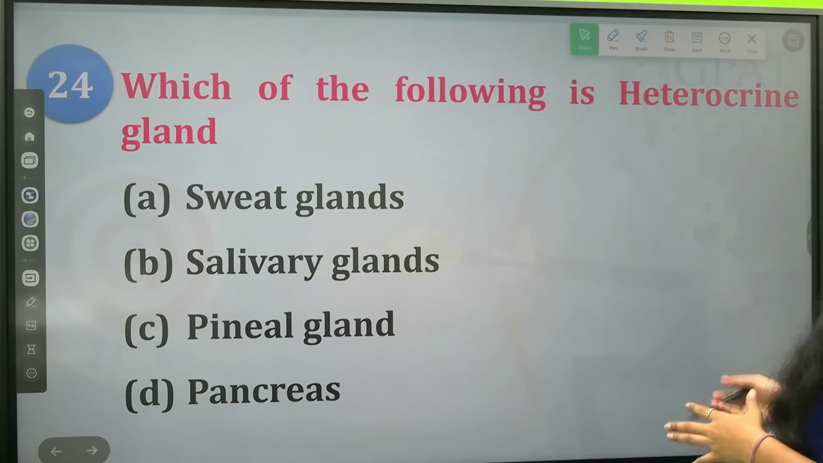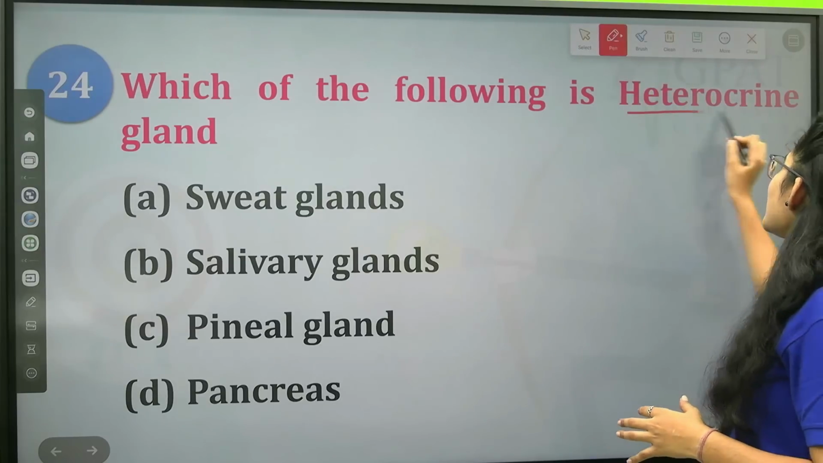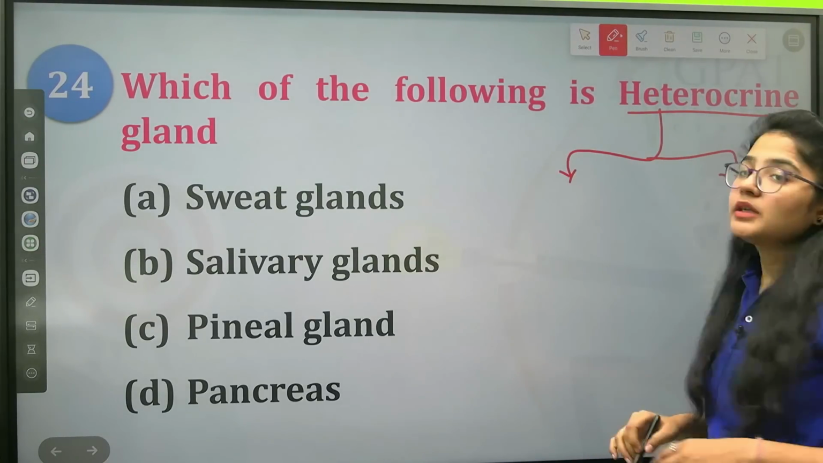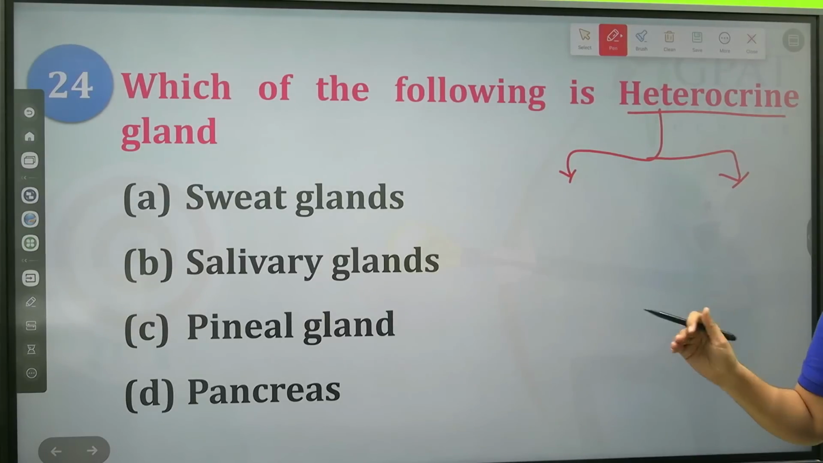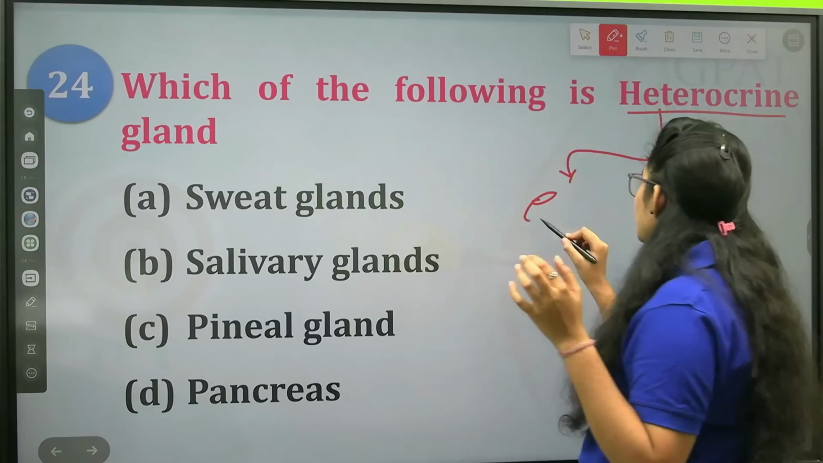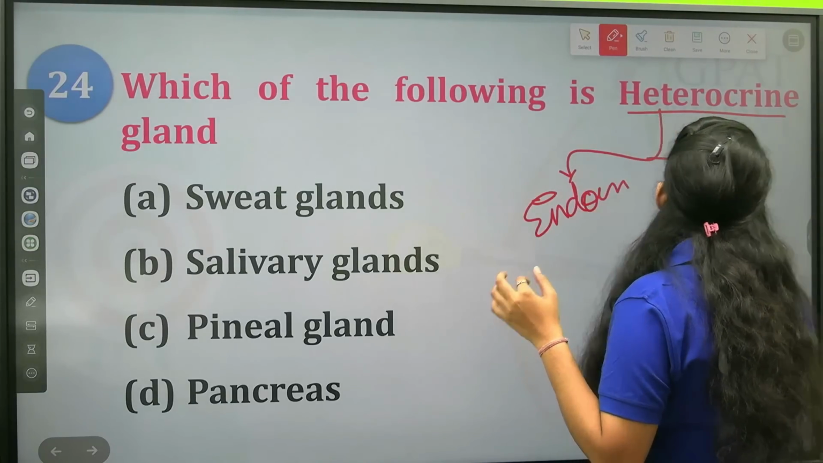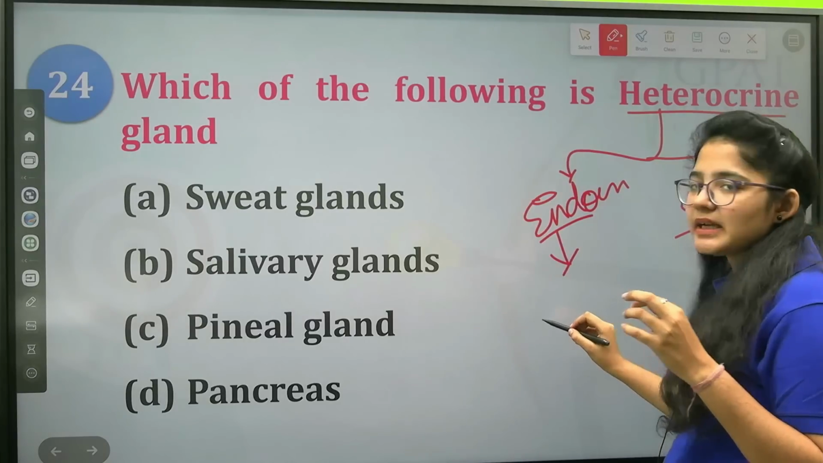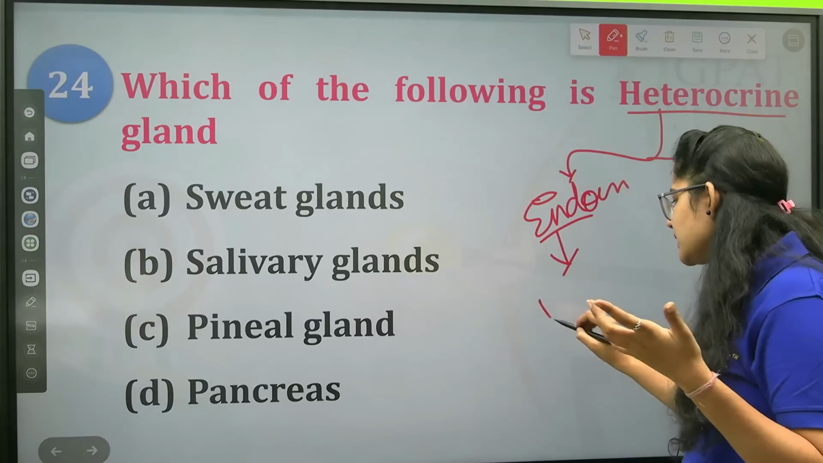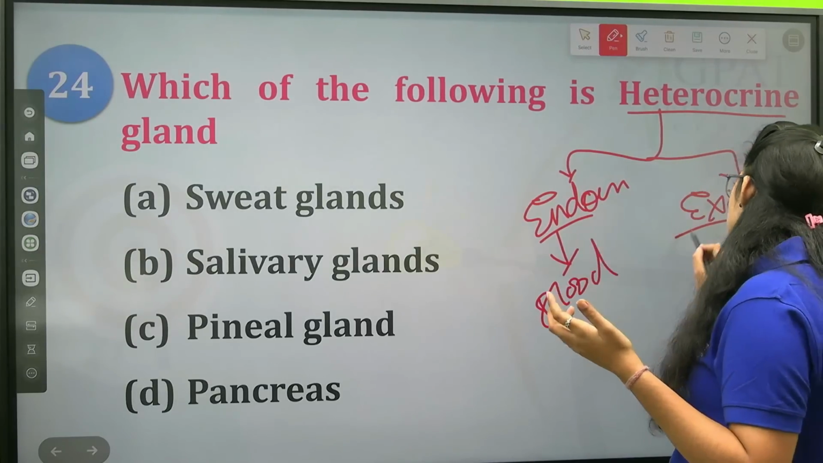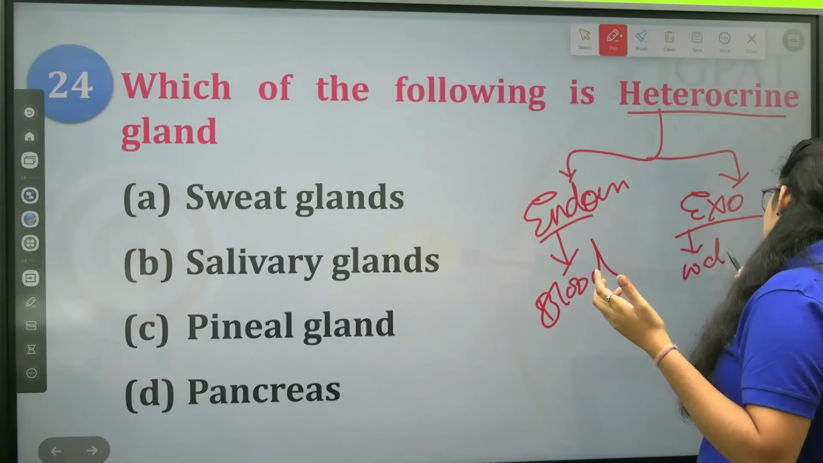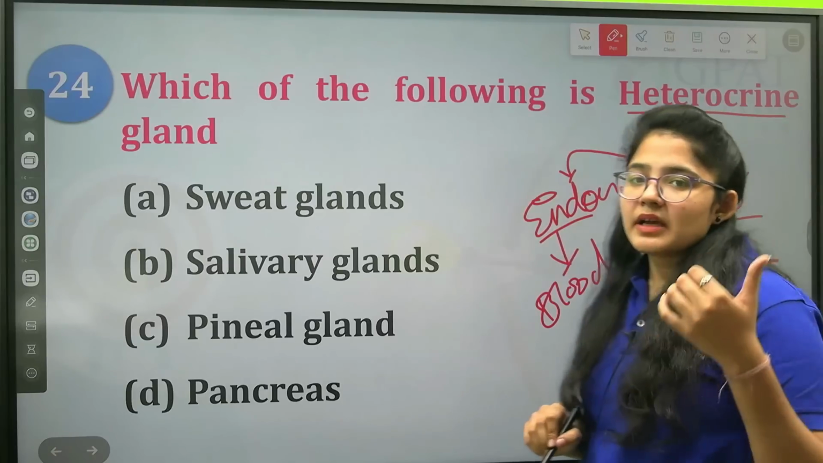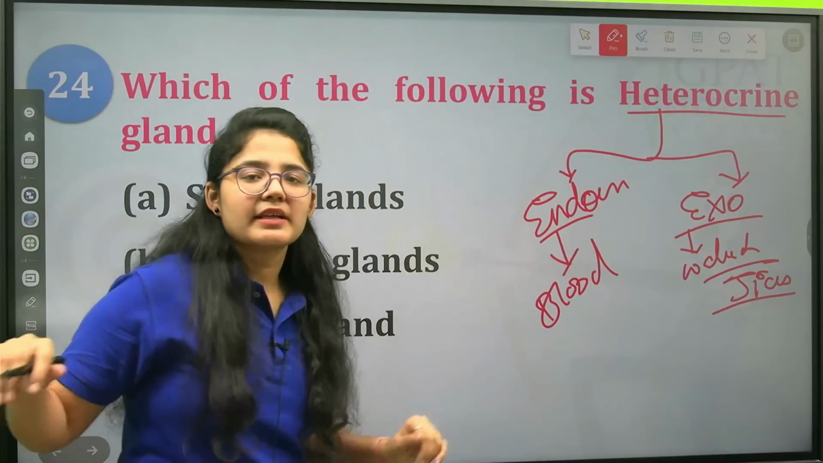Which of the following is a heterocrine gland? Now what is heterocrine? Heterocrine means the condition where your organ or gland works in both ways. It does the work of endocrine and exocrine both. Endocrine means it releases hormones into your bloodstream, and exocrine means it uses a duct, especially where juices are secreted, and the juices are the exocrine part.